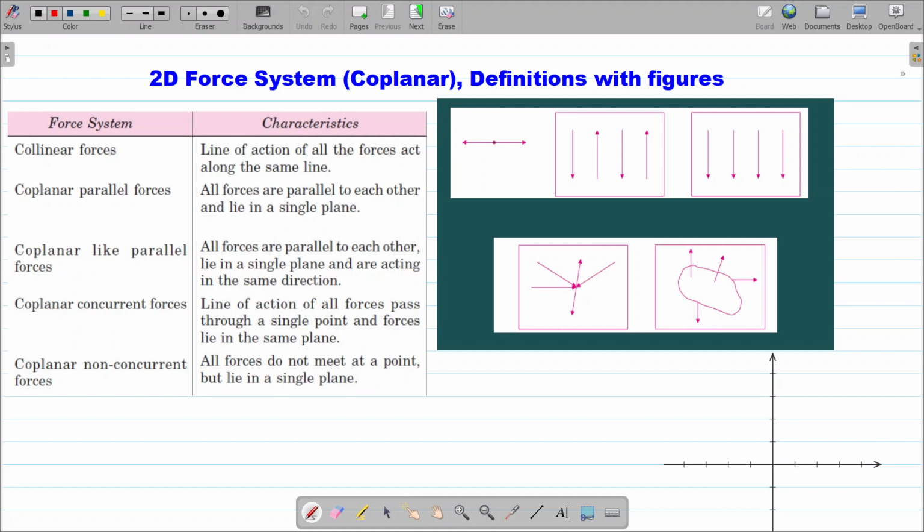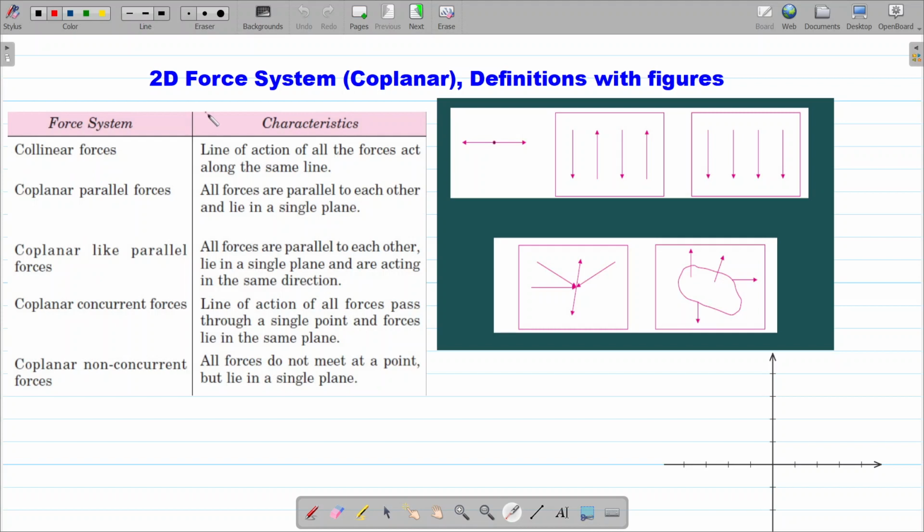Okay, today we are going to discuss what are called 2D force systems. 2D means the systems are all coplanar, which means they are lying along either the XY axis, the YZ axis, or the XZ axis, but in a single plane. The first of them is the collinear forces.